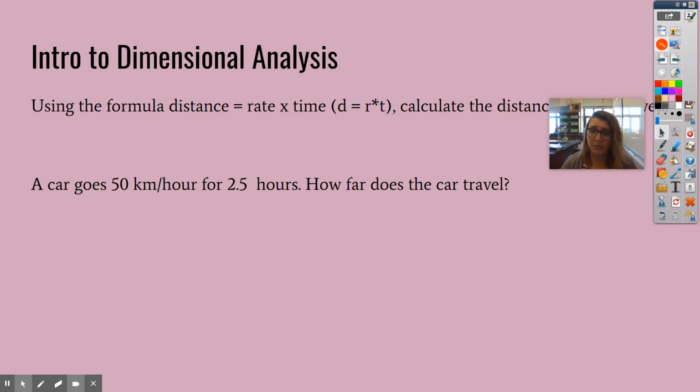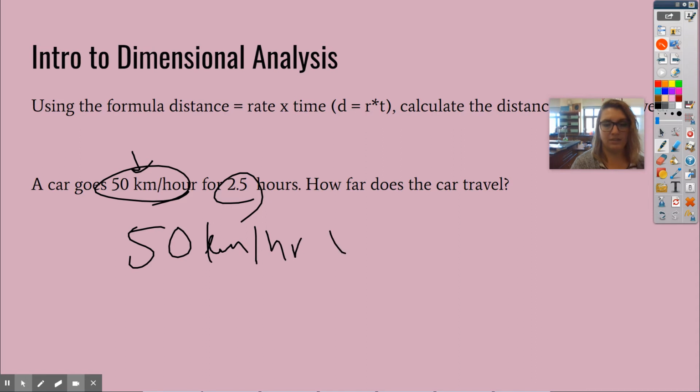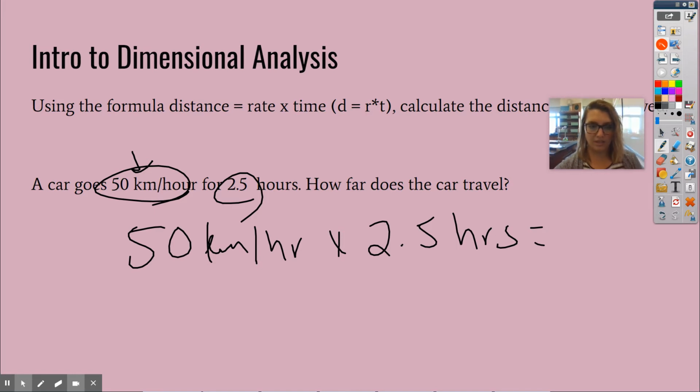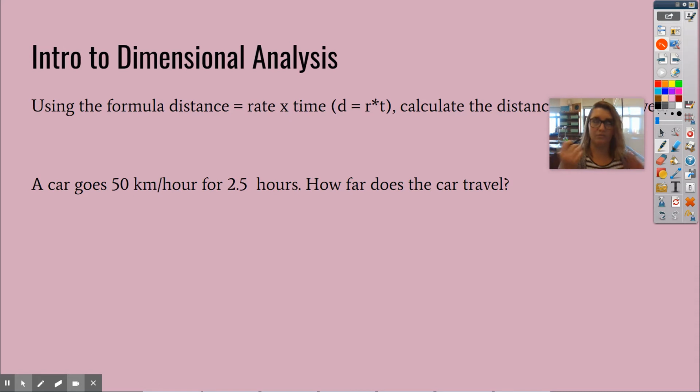So we know that if we want to figure out the distance the car traveled, all we have to do is multiply this number by 2.5 hours. All right, so if we do 50 kilometers per hour times 2.5 hours, we're going to get 125 kilometers. You just did dimensional analysis in your noggin and you didn't even know it. Pretty crazy. All right, so dimensional analysis we use all the time without really knowing it, and this is how dimensional analysis works.